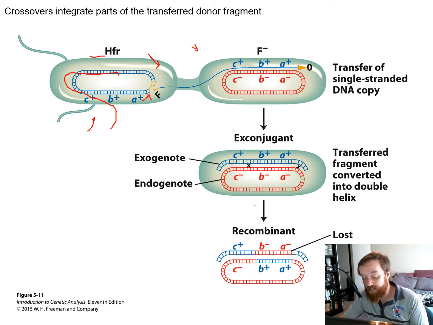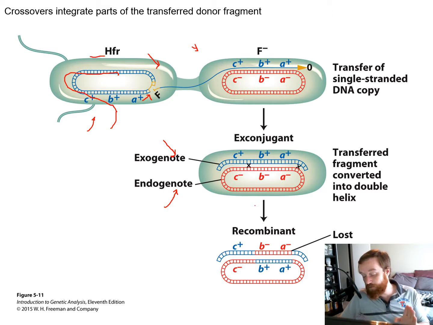Then this piece of chromosomal DNA that has crossed over from that HFR bacteria will be allowed to cross over with the host chromosome, the full chromosome of that recipient F- bacteria. And similar to eukaryotes that we saw in the last chapter, crossing over can then occur in the same way, where you exchange gene for gene between these two.